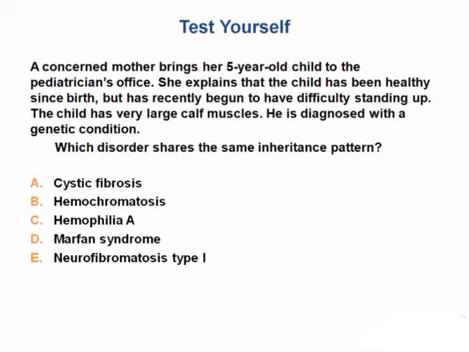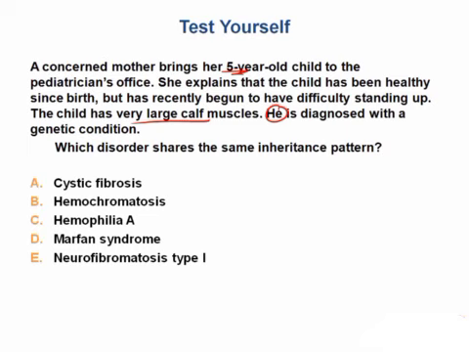So like a lot of questions on the step 1, this requires 2 steps to figure out. The first step is diagnosing the condition, and the second, in this case, is picking a disease with a similar inheritance pattern. So first of all, what disease does this patient have? Well, the real giveaway here is the very large calf muscles in a child, which should really make you think about muscular dystrophy. The fact that the patient is a male and is 5 years old will confirm this diagnosis, and further suggest that this is Duchenne muscular dystrophy.